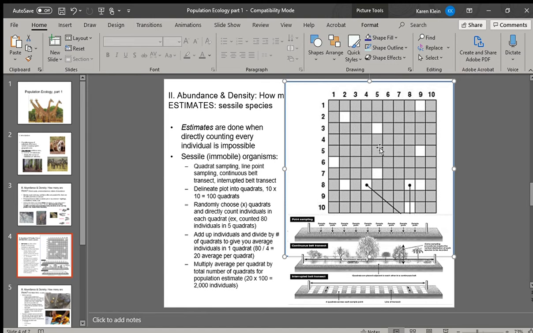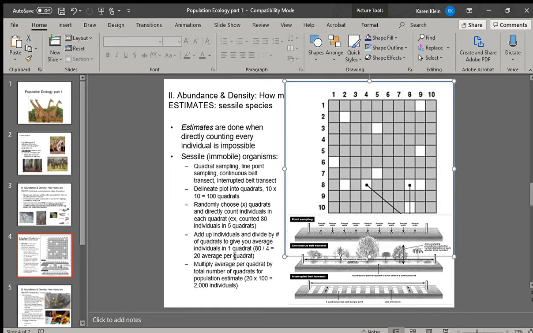You add up the number of individuals in all of the quadrats. You divide by how many quadrats you chose to give you the average number. I'm going to have to change this in the static version. The average number in each quadrat by dividing how many quadrats you have. And that gives you the average number in each quadrat.